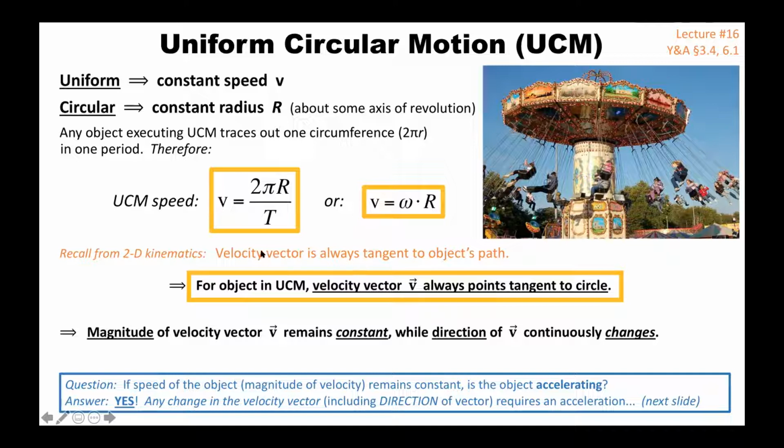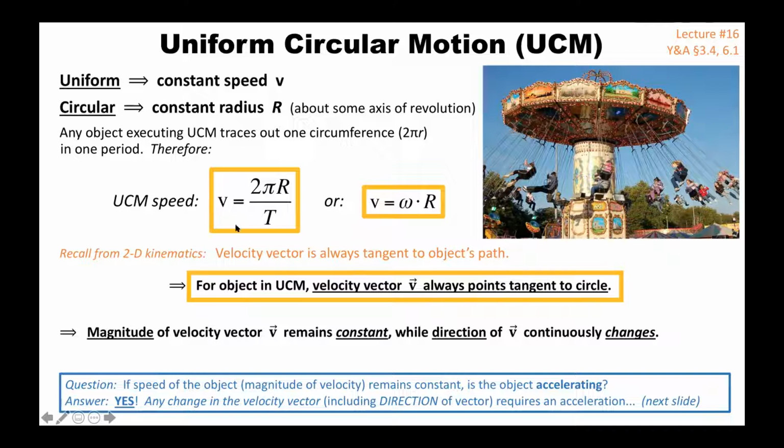Now, this is the speed, which is the magnitude of the velocity, as you know. But what about the direction of the velocity? Well, in chapter 3, when we were talking about two-dimensional kinematics, we learned that the direction of an object's velocity is always tangent to the object's path. So the velocity vector of an object at any moment in time is tangent to the path. Here, the path is a perfect circle, so that means that for an object in uniform circular motion, the velocity vector will always be tangent to the circle at all moments in time. We'll see that on a diagram coming up.